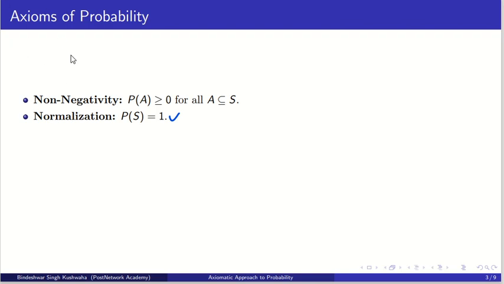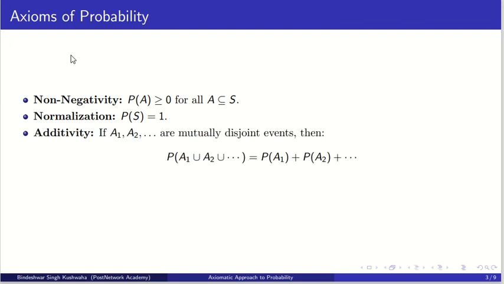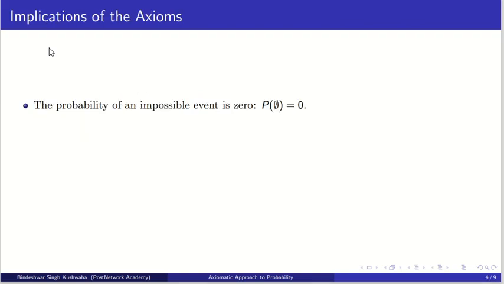Let us see the third one, additivity. If A1, A2, and so on are mutually exclusive, remember, disjoint events, then P(A1 union A2 union till An) will equal P(A1) plus P(A2) and so on. So these are the axioms of probability, and collectively they are called the axiomatic approach.